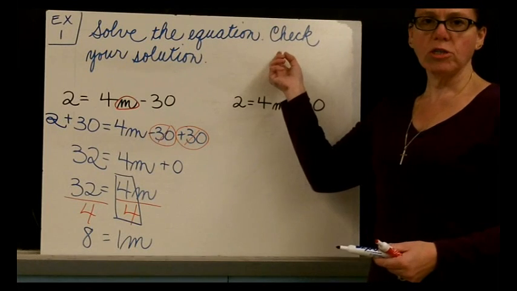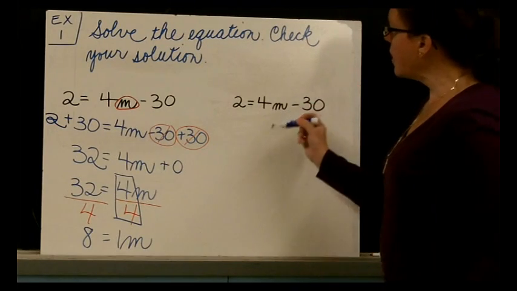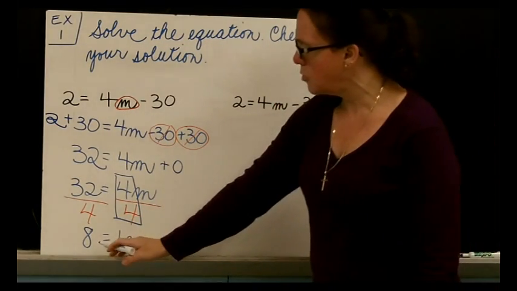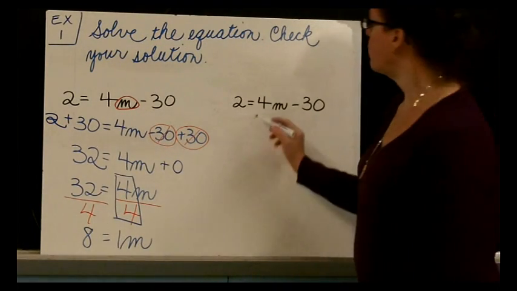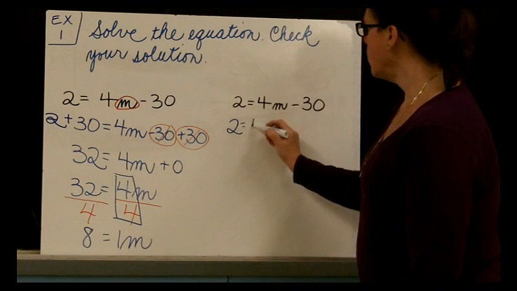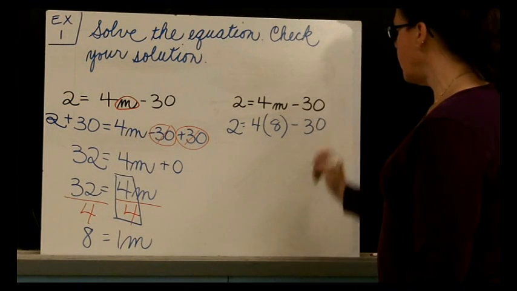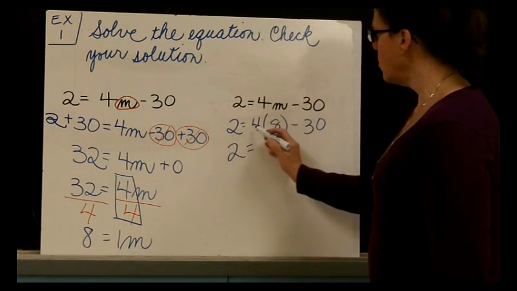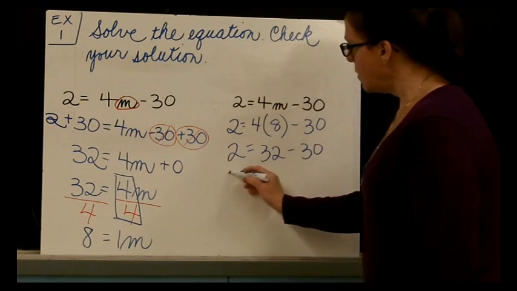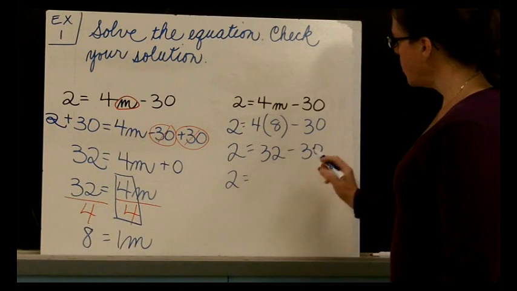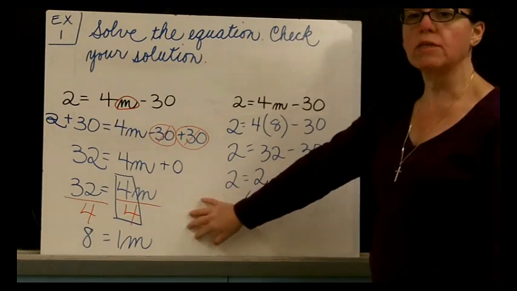Now we go back to our directions. We have to check our solution. So what I'm going to do is rewrite our equation, but this time I'm going to substitute the solution 8 for the variable m. So we have 2 equals 4 times 8, and then our negative 30. 2 equals 4 times 8 is 32, minus 30. This 2 stays the same. 32 minus 30 is 2. Our solution checks out. m does equal 8.